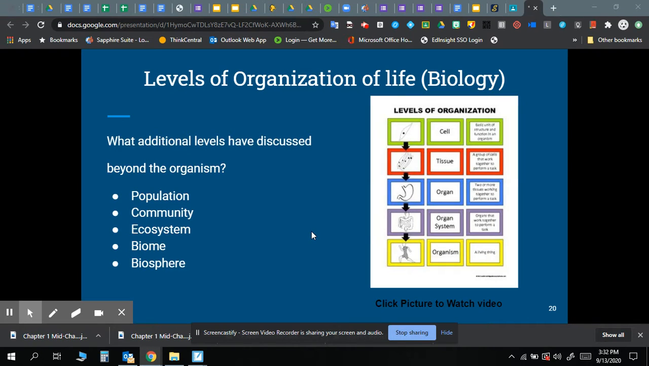Hello, gang. So today we are going to move forward in science. We've been talking about cells. So we are going to continue on a little further, and we're going to start talking about organ systems. But I think first it's kind of important for you to understand that there are other levels in between.